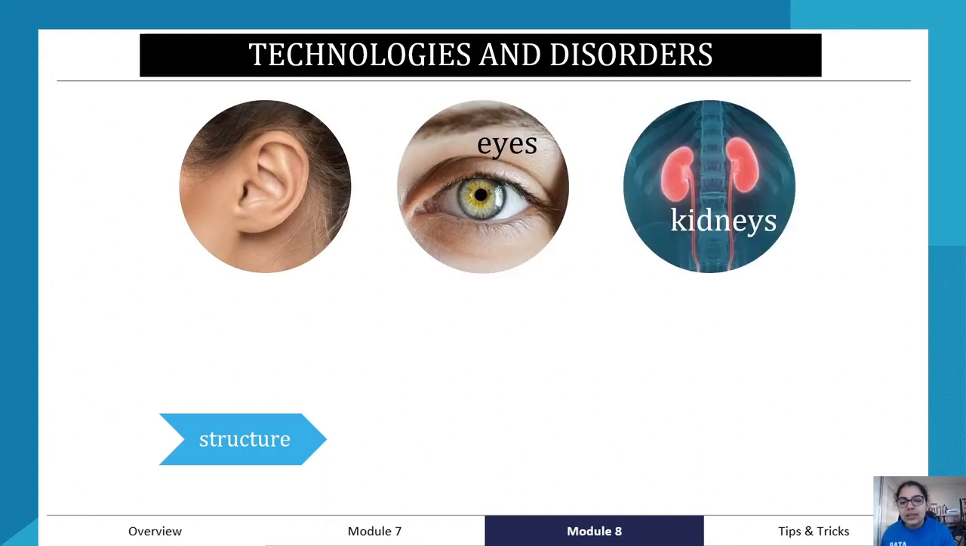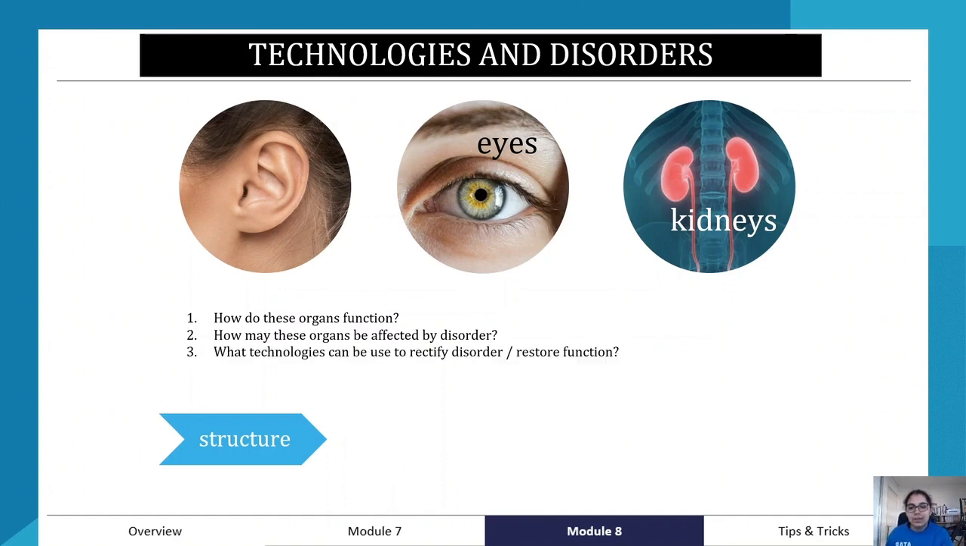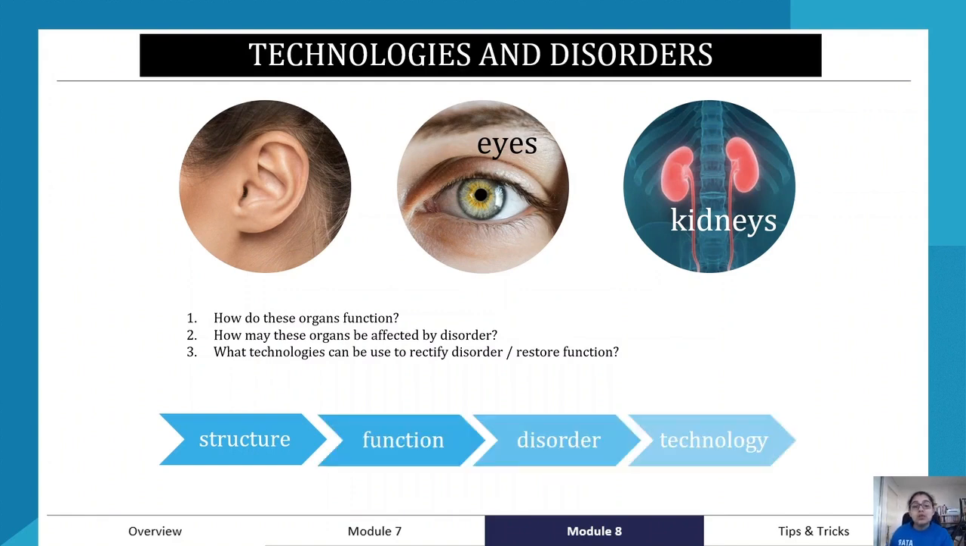Today we're going to look at the eyes and the ears specifically, but the syllabus also mentioned kidneys. Just because of time limitations, we'll focus on the eyes and ears today. But if you have any questions regarding the kidneys, feel free to ask in the chat. We are looking at how these organs function, how they can be affected by a disorder, and what technologies we are actually using to rectify and restore their function. So we've got structure, function, disorder, and technology.